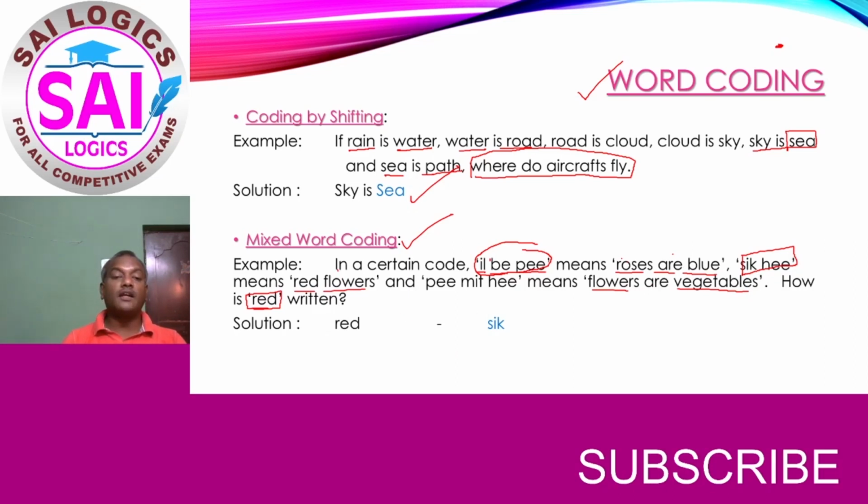However, we can see in the third statement that flowers is available. So that means the common code of flowers is also available in both the second and third statements. The common factor is clearly HEE. Here HEE is available and here also HEE is available. So since flowers is the common factor in statements 2 and 3, and the corresponding coding for flowers is HEE, the remaining SIK can be treated as the coding for red. So this is how mixed word coding will be given in the examination.